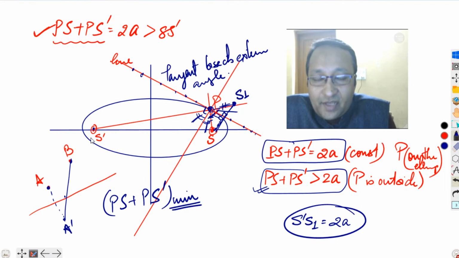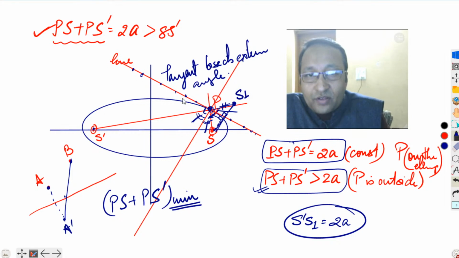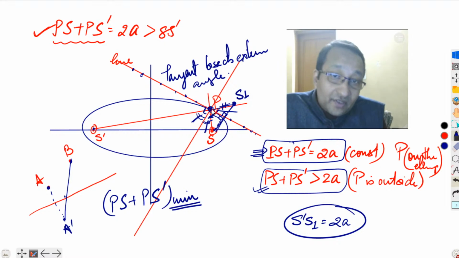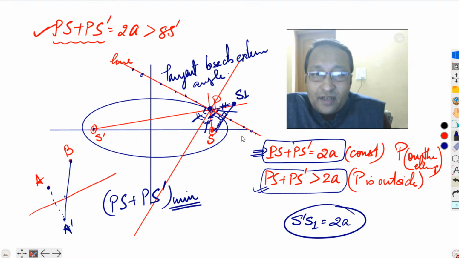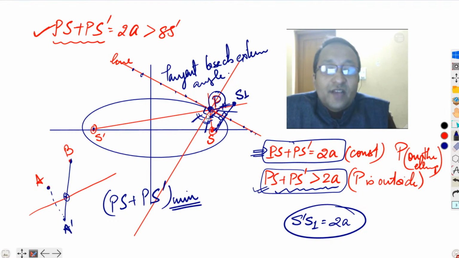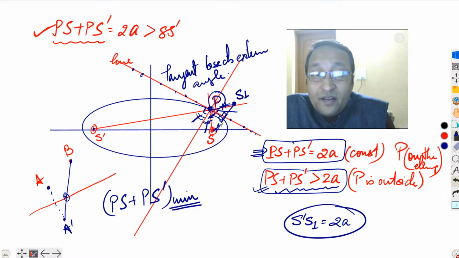I would reiterate my statement. I assumed this line to be there, and two points S and S dash to be there. The point P is moving on this line. The moment point P touches the ellipse, PS plus PS dash becomes 2A, and the moment it leaves the ellipse, the tangent, howsoever it is, all other points are outside the ellipse, so PS plus PS dash is bigger than 2A. That means this very P is the point where PS plus PS dash would be minimum if P moved on this line, and that can be obtained by joining the mirror image to the other focus.